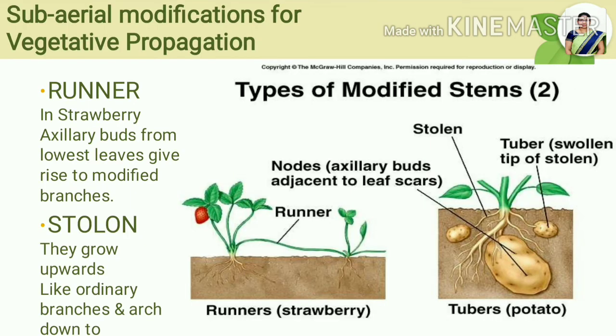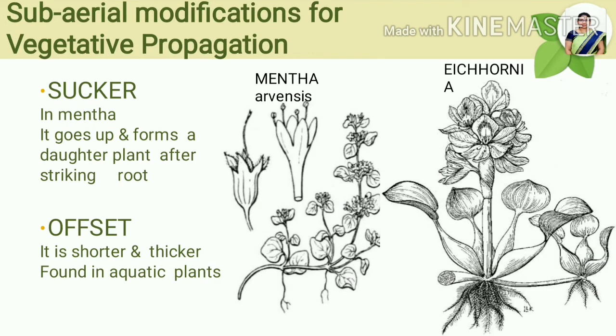Let's study the subaerial modifications for vegetative propagation, as in case of runner and stolon. In runner, as we see in strawberry, axillary buds from lowest leaves give rise to modified branches. In stolon, we can see they grow upwards like ordinary branches and arch down to the ground level. Subaerial modifications, like in case of sucker and offset, as in mentha and eichhornia.